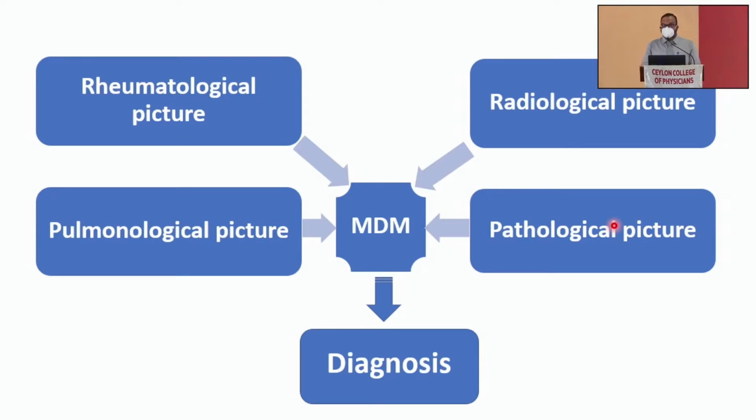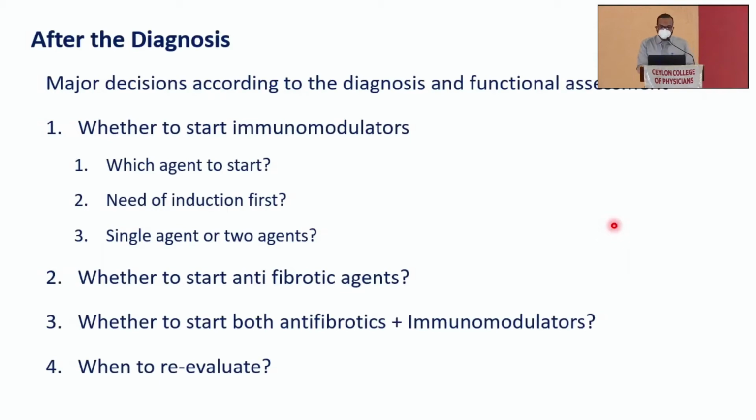So we all get together and discuss regarding the clinical features, the radiological appearances, the serology, autoimmune profile, and the other rheumatological clinical manifestations, and if you have done the biopsy, the histological appearance, and we arrive at a consensus diagnosis. So after the diagnosis, there are a few questions we answer.